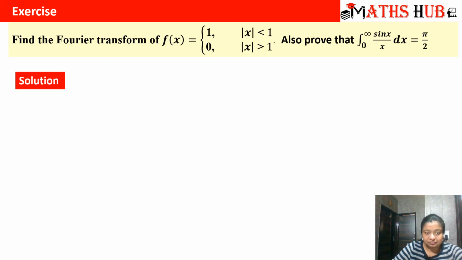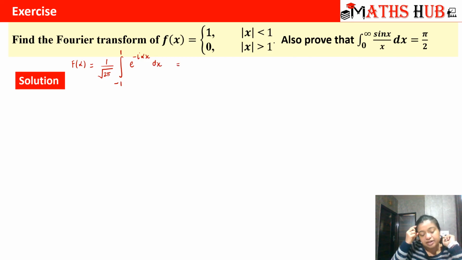Let's see. First of all, the first part of the question is to calculate the Fourier transform, right? So how to calculate the Fourier transform? So F(alpha), I'm sure you know till now, it is 1 by under root 2 pi. I'm not writing the formula now. You can see that the function is only valid in the interval minus 1 to 1, so I'm directly putting the limits minus 1 to 1. The function is 1, so we will simply have e to the power minus iota alpha x dx.